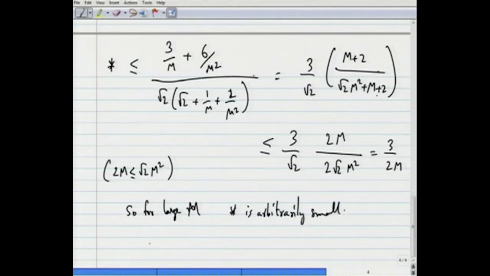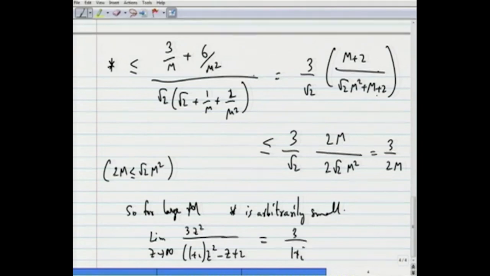So, I can conclude that the limit as z goes to infinity of 3z squared by (1 plus i) times z squared minus z plus 2 is indeed equal to 3 by 1 plus i. Next, let us discuss continuity of complex functions.